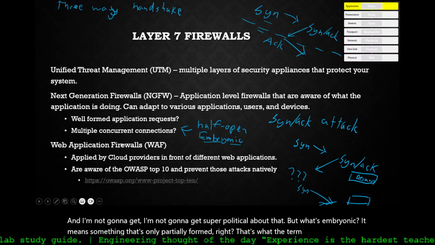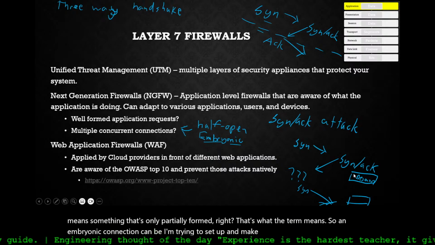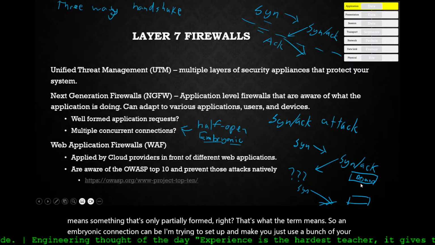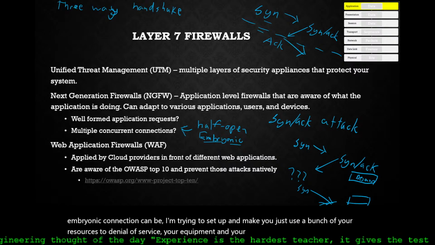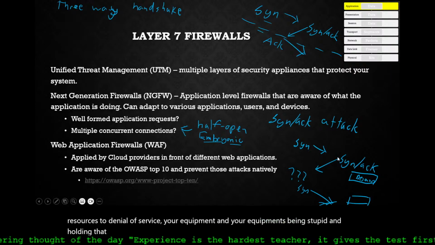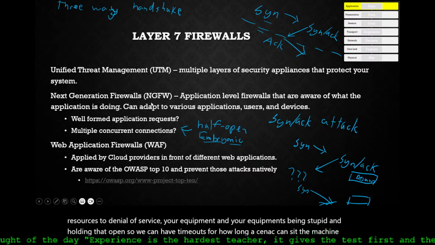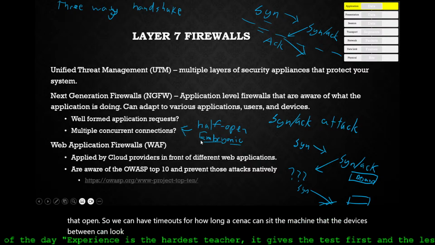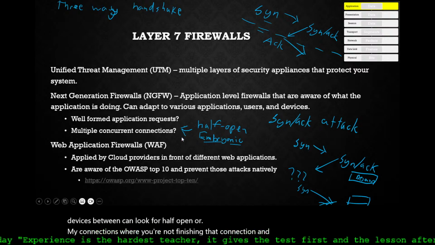So an embryonic connection can be, I'm trying to set up and make you use a bunch of your resources to denial of service your equipment. And your equipment's being stupid and holding that open. So we can have timeouts for how long a SYN ACK can sit. The devices between can look for half open or embryonic connections where you're not finishing that connection, and then they stop you from making more connections.